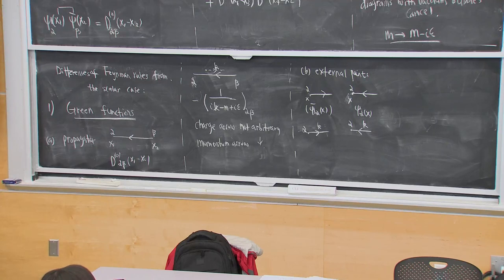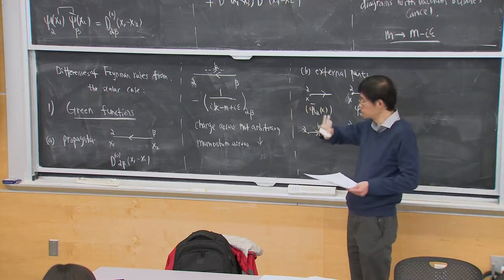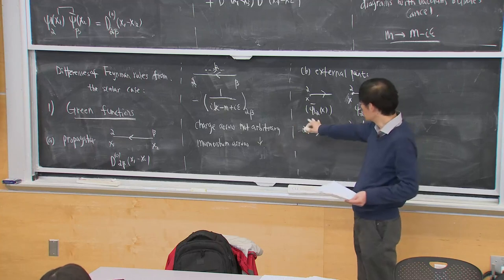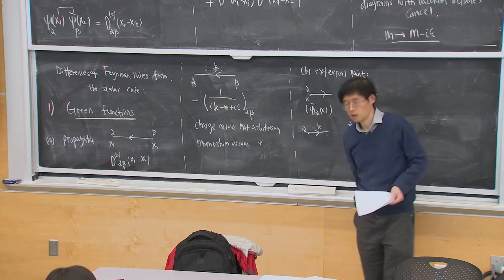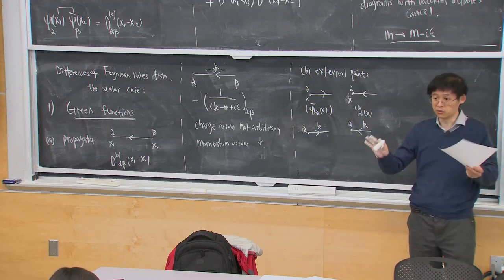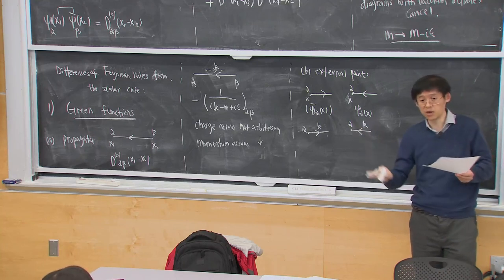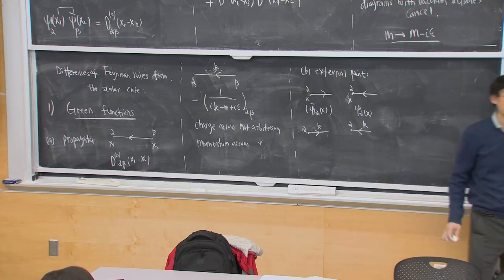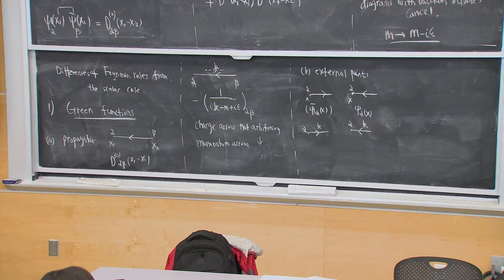Yeah, we'll talk about that. Here I'm talking about the correlation functions. In correlation functions, you don't talk about the particles, you just look at what the external points are. And when we talk about scattering amplitude, I haven't talked about scattering amplitude yet. Do you have any other questions? Okay, good.